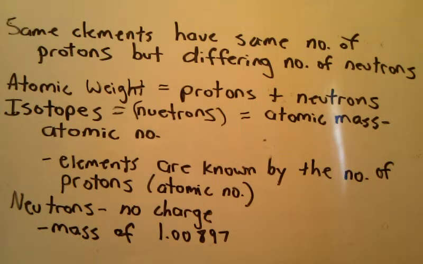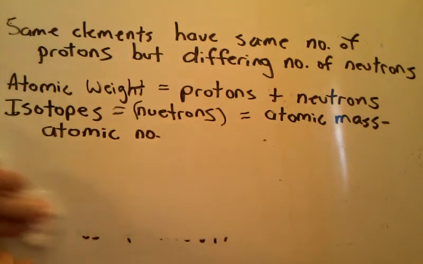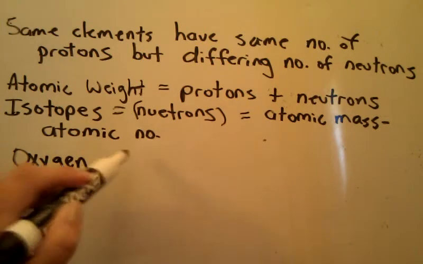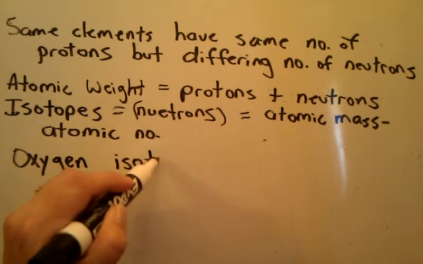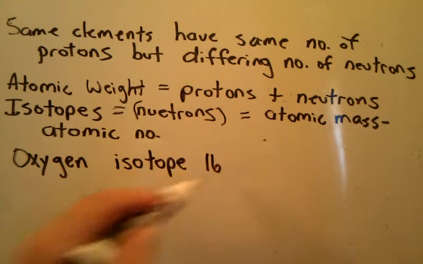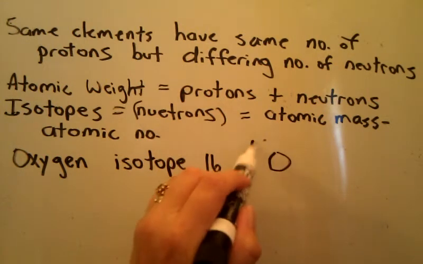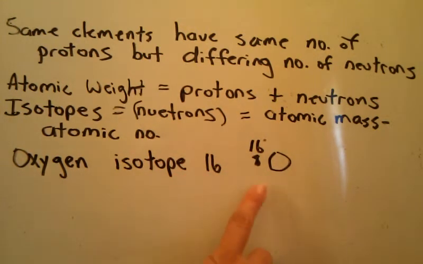The isotopes are usually written in symbol form to make them easier to read. Oxygen isotope 16. I'm not going to make you put all these in your notes, but we are going to put one in here so you know how to read it. Oxygen isotope 16 is written O16-8. O means oxygen.